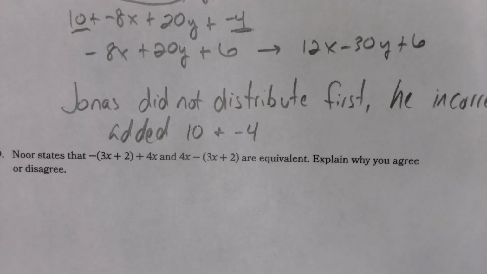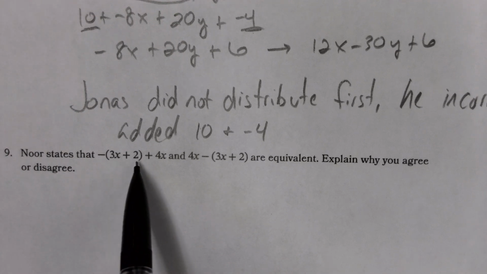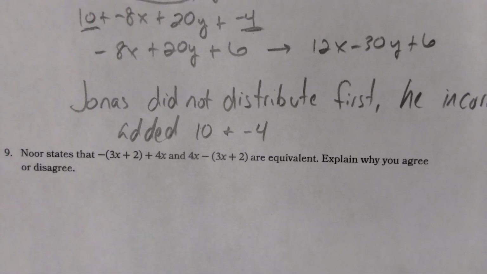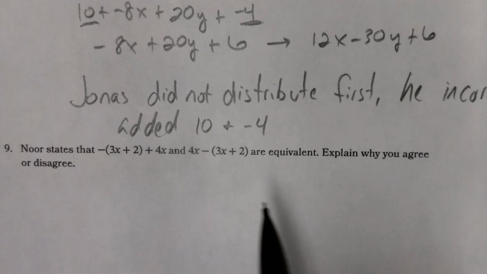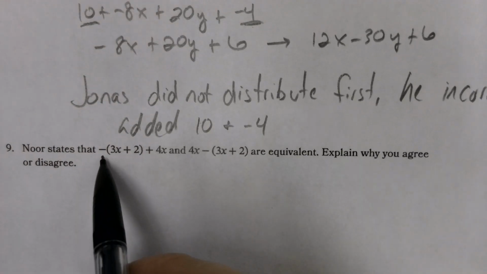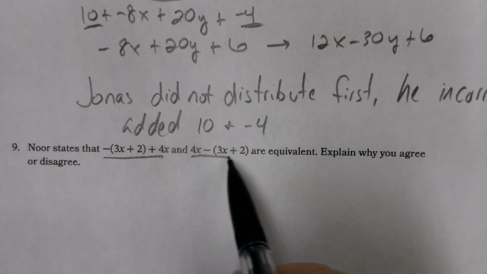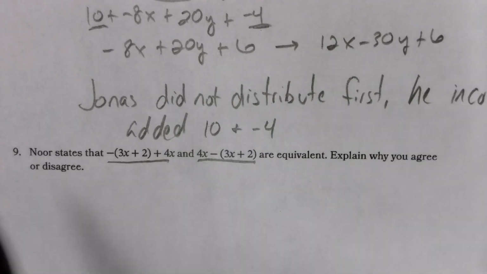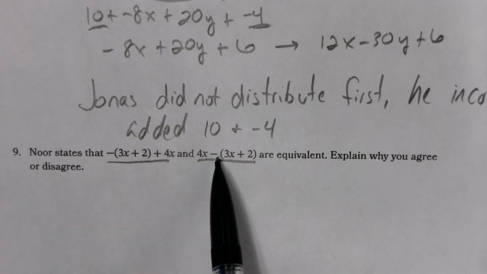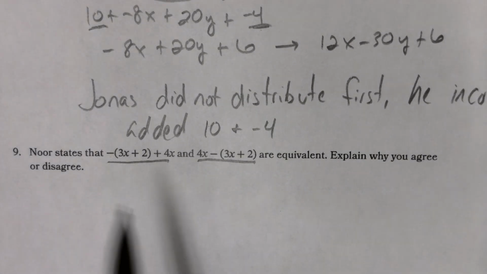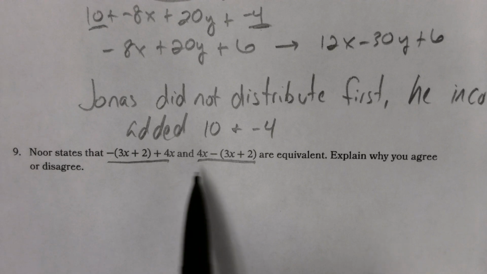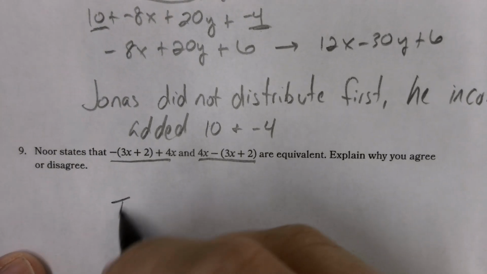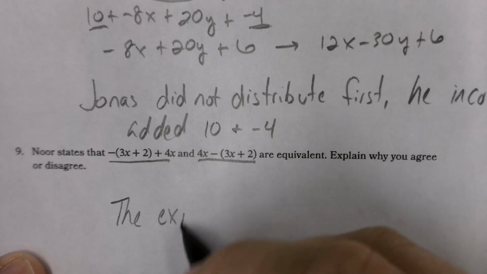Number 9, Noor states that negative 3x plus 2 plus 4x and 4x minus 3x plus 2 are equivalent. Explain why you agree or disagree. Well, let's take a look at these. Do they share any factors? I believe they do. They share the 3x plus 2, which is negative because of the minus in front. So what did Noor do here with her expressions? She just reordered them. These are equivalent. The expressions are equivalent.